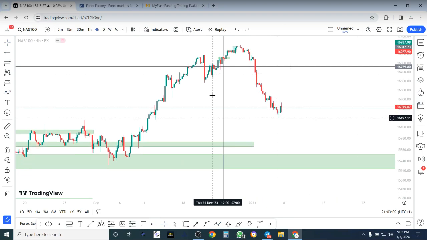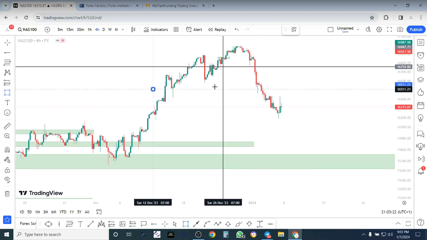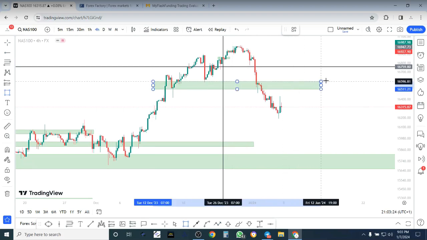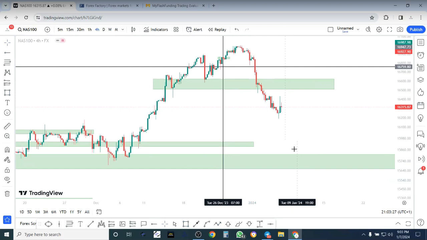All right. So now, unless you have a strategy that lets you take advantage of whatever price does, market structure wise is how I'm going to do my analysis. So I'll look at this zone as a possible reversal point. The price wants to continue lower.